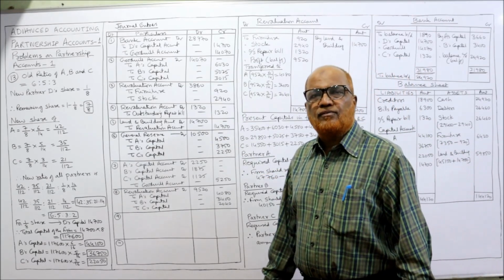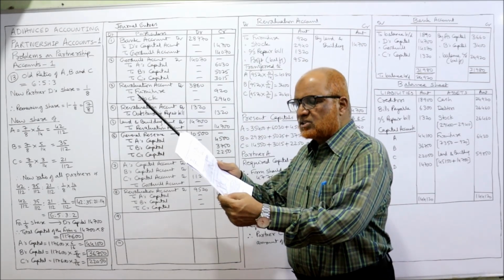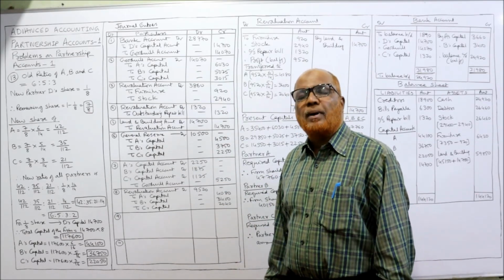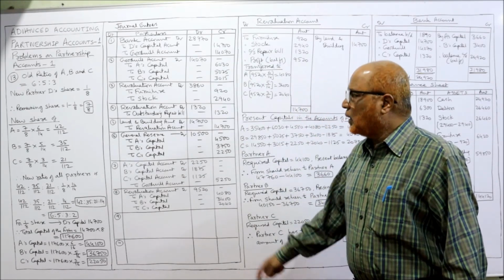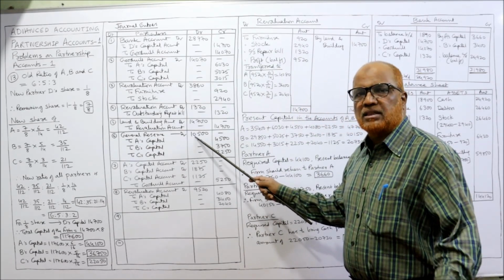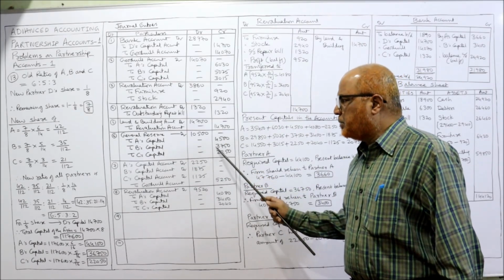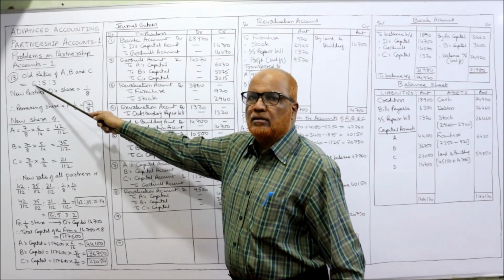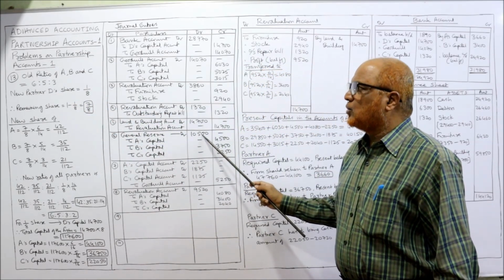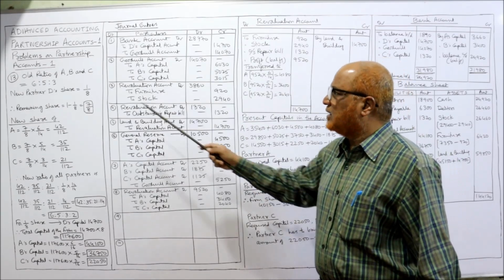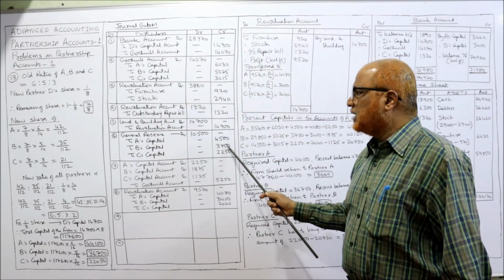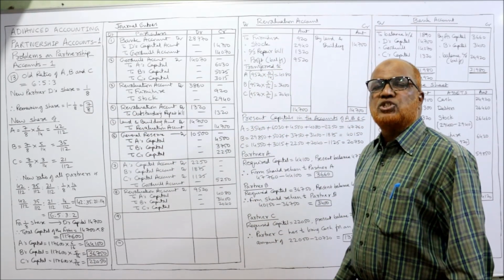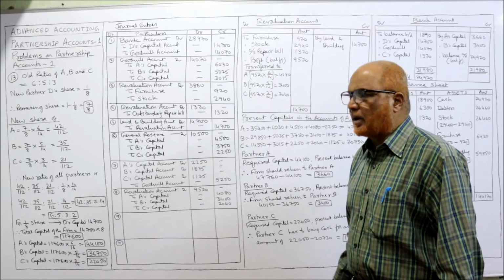Now, general reserve. The general reserve balance is 10,500. This will be shared by old partners in the old ratio. The entry will be general reserve account debit 10,500 to A's capital, to B's capital, to C's capital in this ratio. 10,500 into 6 by 14, 10,500 into 5 by 14, then 10,500 into 3 by 14. We'll get 2,250. Being the general reserve shared by old partners.